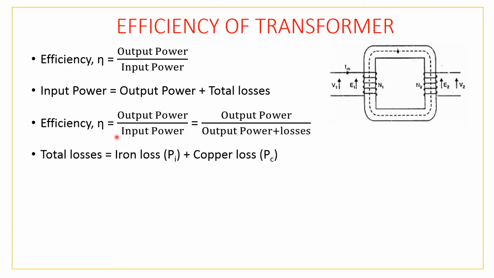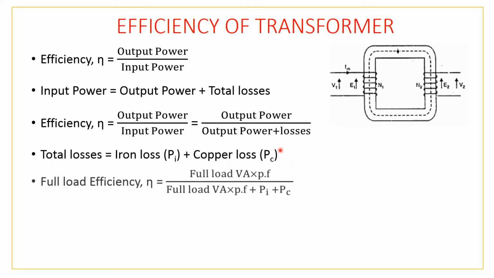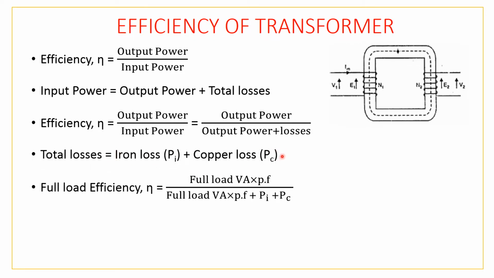Now what are these total losses? As I have already told you, it is core loss, also called iron loss, represented by Pi, and one more is copper loss, represented by Pc. There are mainly two losses associated with the transformer, which are nothing but core loss or iron loss and the copper loss. So Pi and Pc. Now let me substitute the losses as Pi plus Pc.